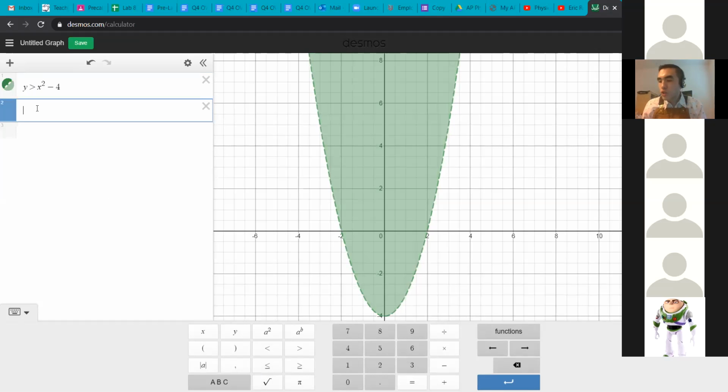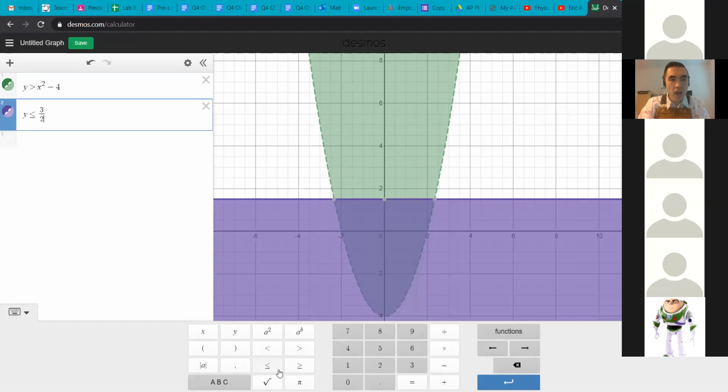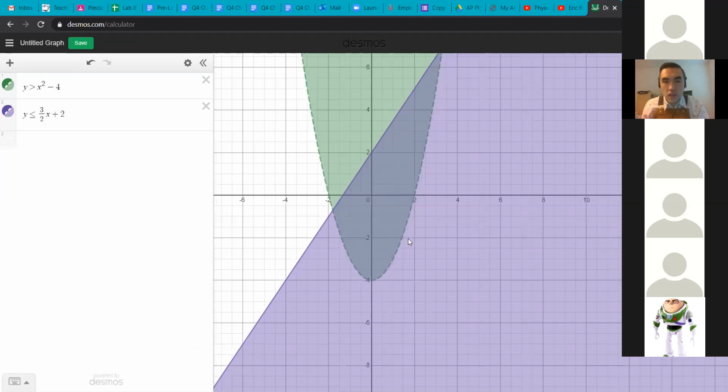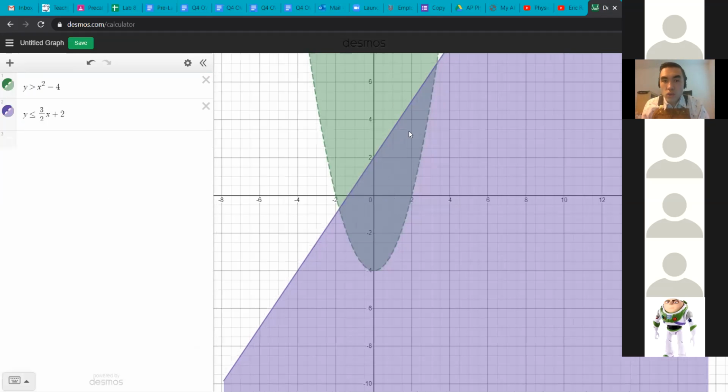Anyways, equation number 2, y is less than or equal to 3/2 x plus 2. And you'll notice here that that one tells us to shade down. And so the overlap of these 2 regions is the solution region, this weird shaped piece right here.